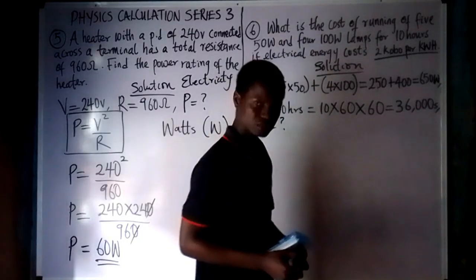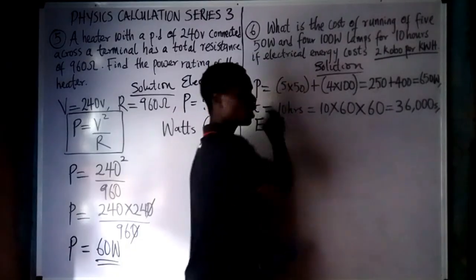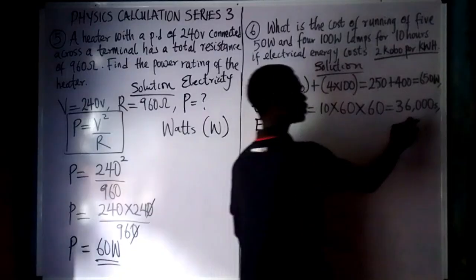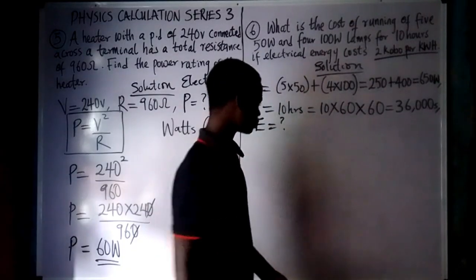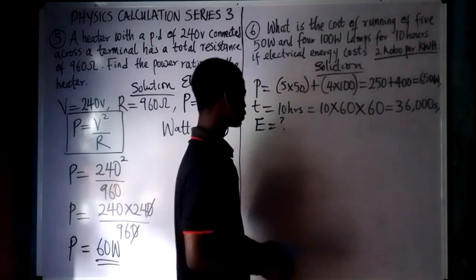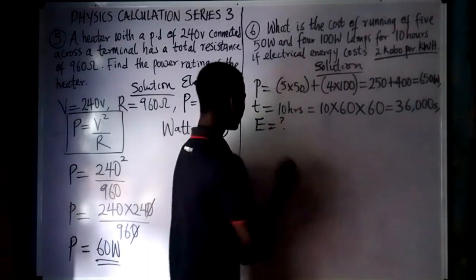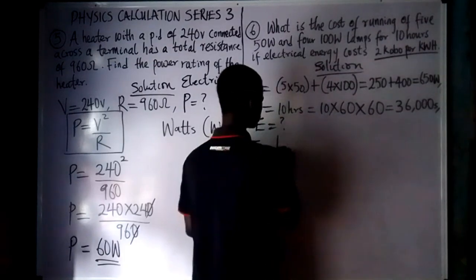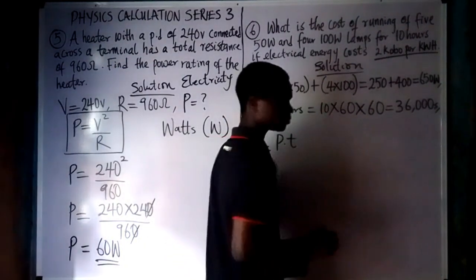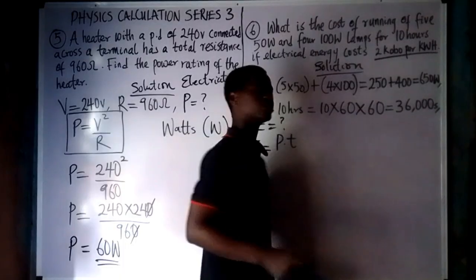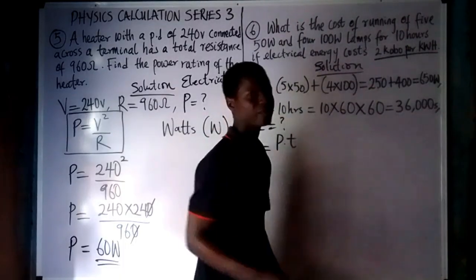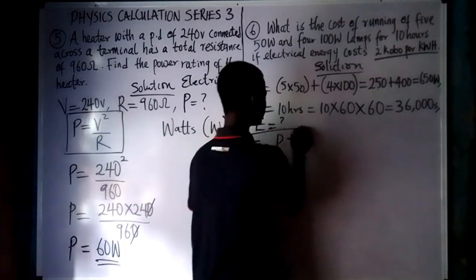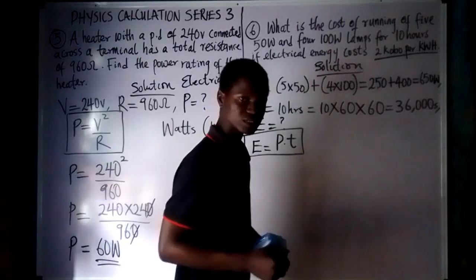Now because we know our power and our time, power is 650 watts, time, the equivalent we are working with, 36,000 seconds. What formula do you think we can actually use to get our electric energy? The formula is electric power equals electric energy over time, so electric energy will now be power times time. So this is the first formula we are working with, guys. Take note of this.